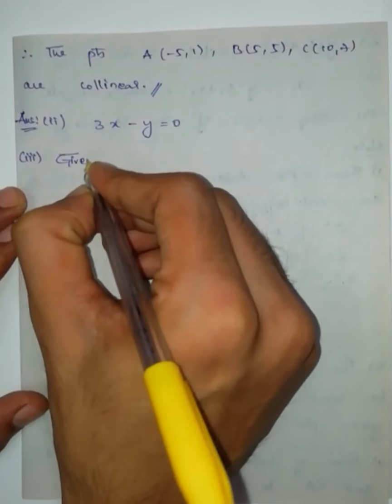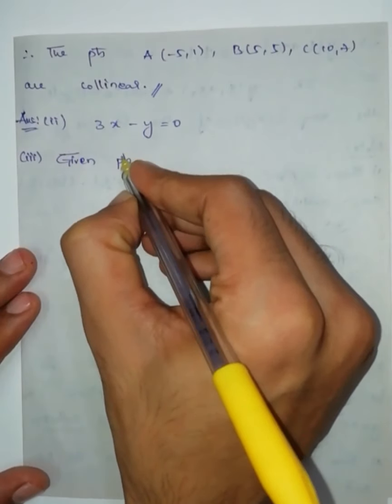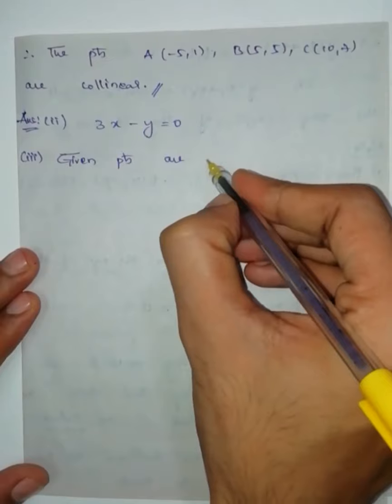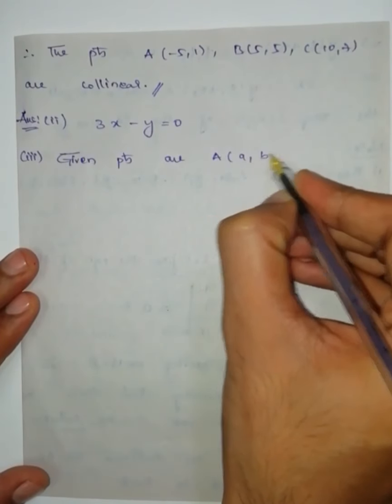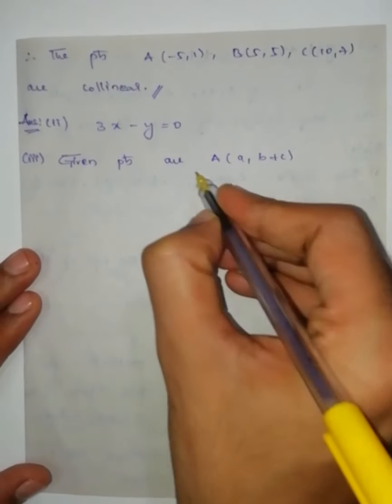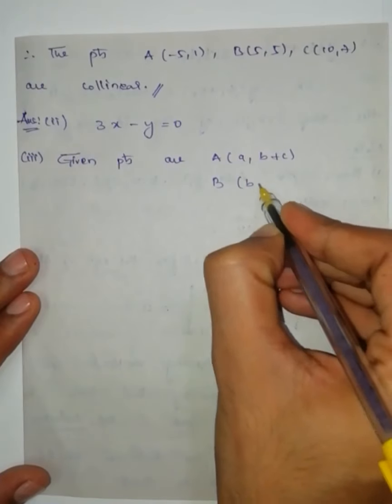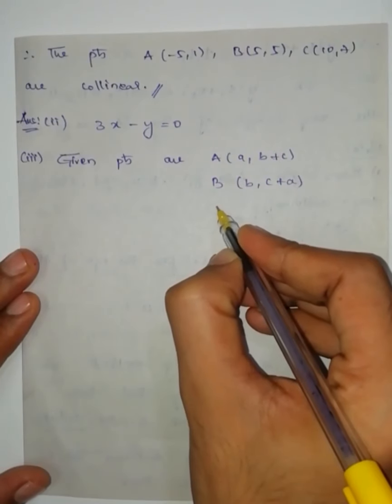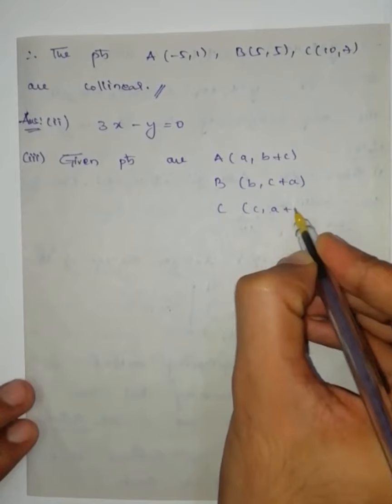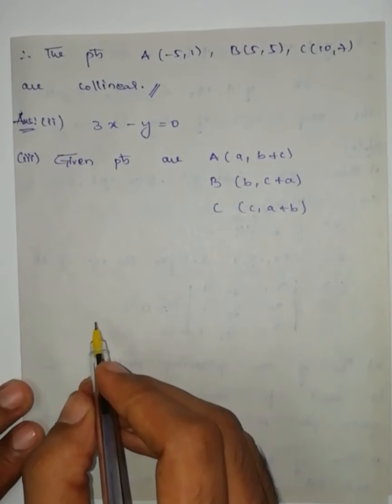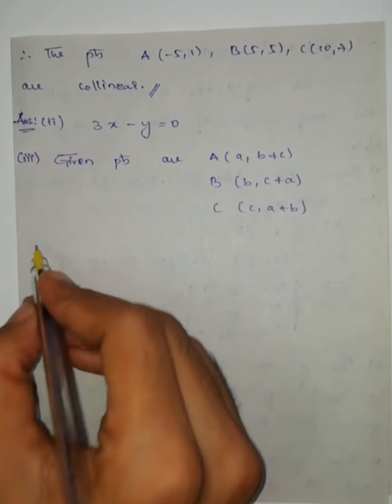Given points are A comma B plus C, B comma C plus A, C comma A plus B. First I am going to find the equation of a straight line.